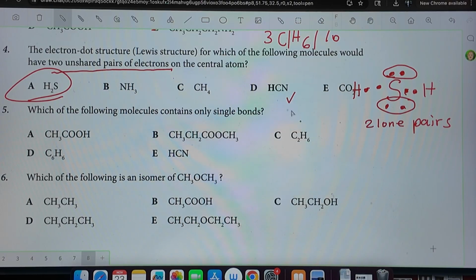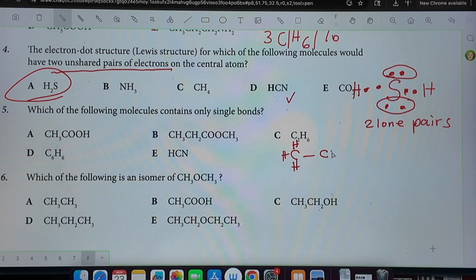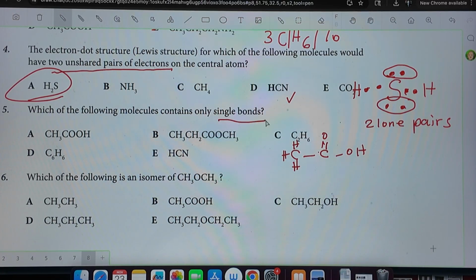We could try A. Let's try A, because I hate to just guess. CH3 would be C with H, H, H. These are all single bonds. Then it's bonded to a C, but this C is bonded to this oxygen and this OH. So this is probably a double bond, but then it would have 1, 2, 3, right? That's definitely a double bond. We're only looking for single bonds, so it's definitely not this one.